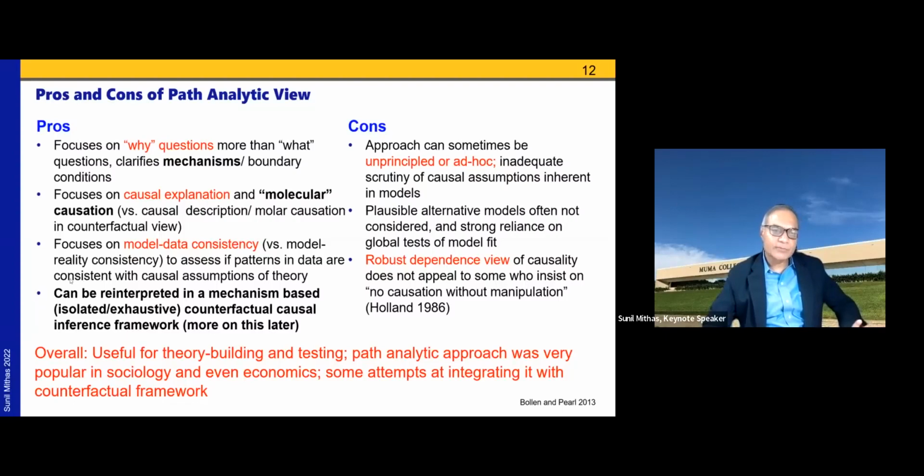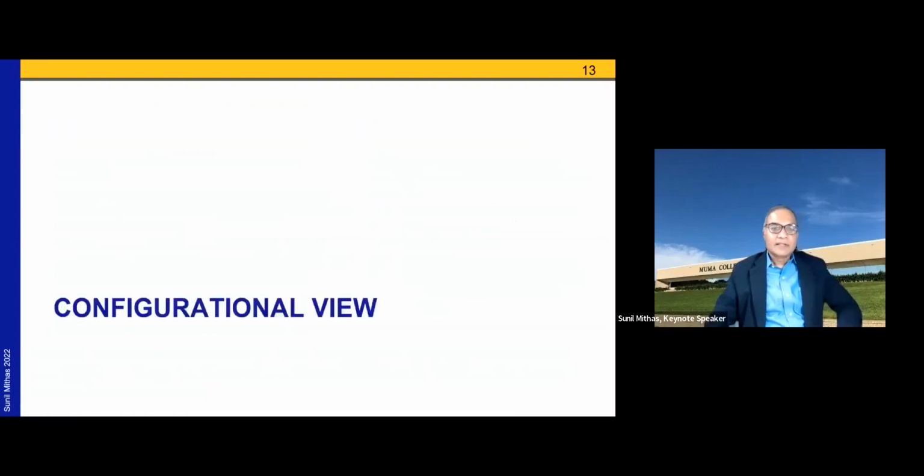So the overall summary of the path analytic view could be that it is useful for theory building and testing. This method was extremely popular. It is still popular in sociology, economics, but there are questions whether this necessarily gets us to causality or not. Okay, so just wanted to say that here. Let me now turn my attention to the configurational view.